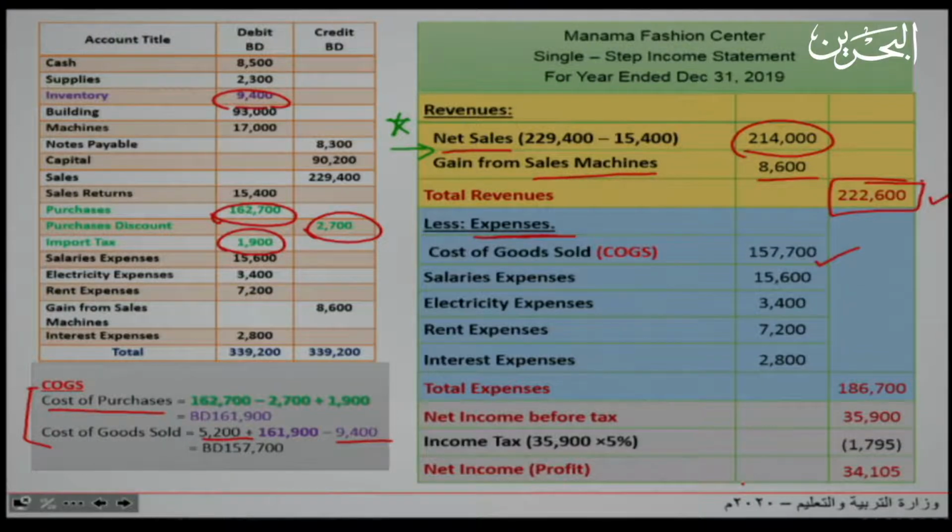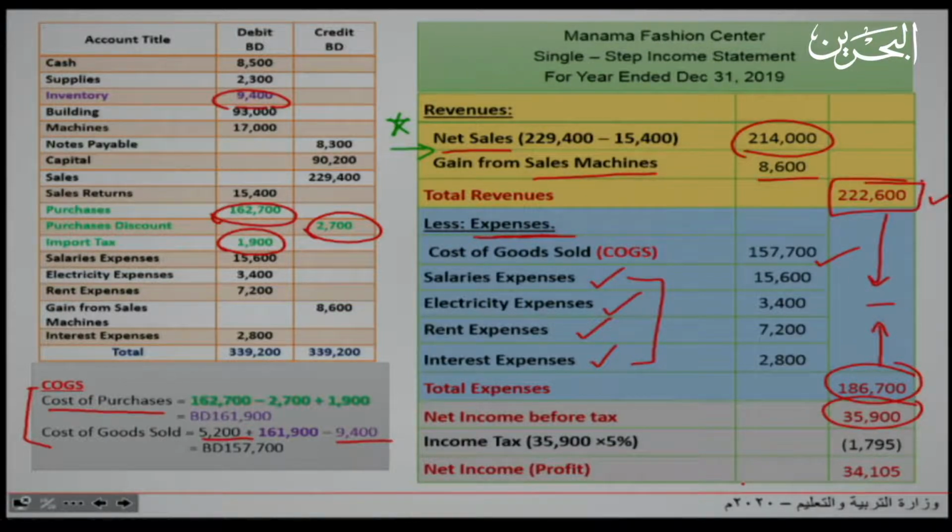Then, I have the operating expenses in our example, and they will be the salaries expense, electricity expense, the rent expense, and the interest expense. I list them all and find the total of expense. Finally, I should find the net income before tax. How can I get the net income before tax? I will take revenue minus the total expense I have to get the net income before tax.